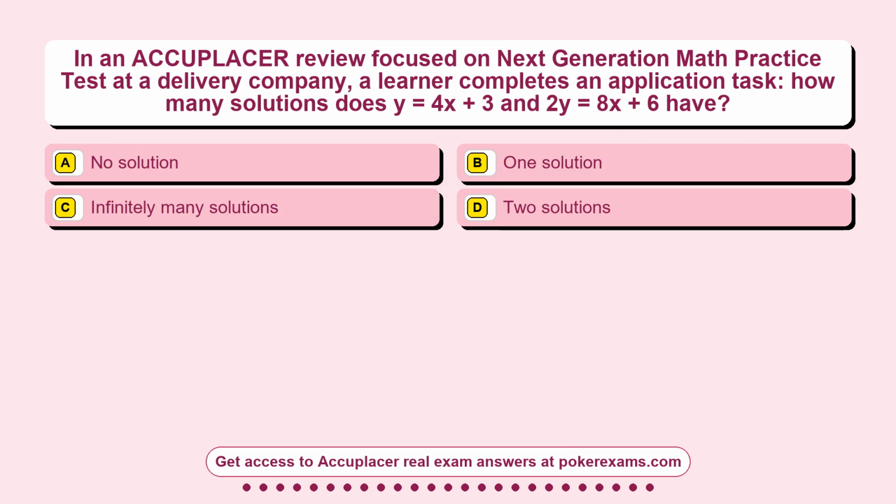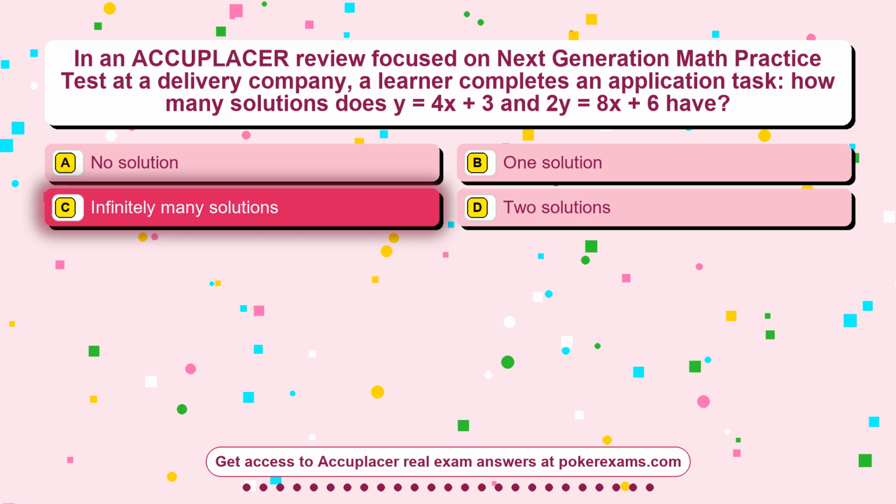Question 7. In an Accuplacer review focused on next generation math practice test at a delivery company, a learner completes an application task. How many solutions do y = 4x + 3 and 2y = 8x + 6 have? Option A, no solution. Option B, 1 solution. Option C, infinitely many solutions. Option D, 2 solutions. The correct answer is option C, infinitely many solutions.